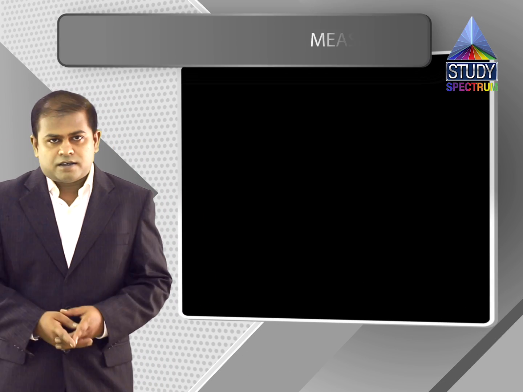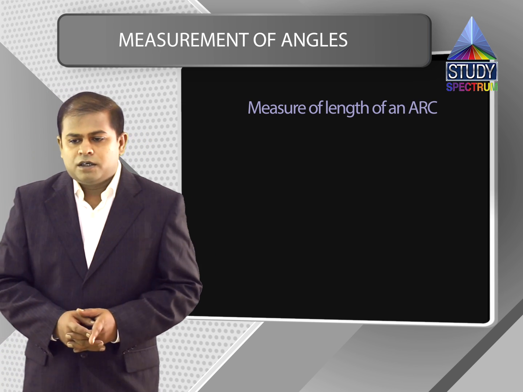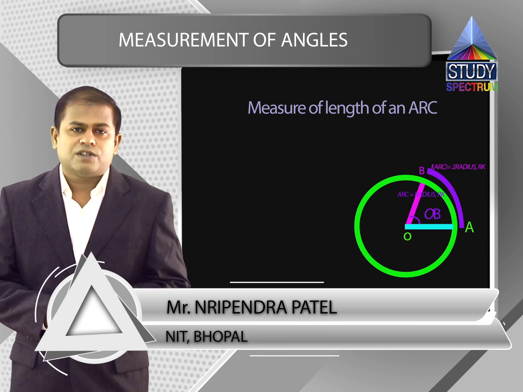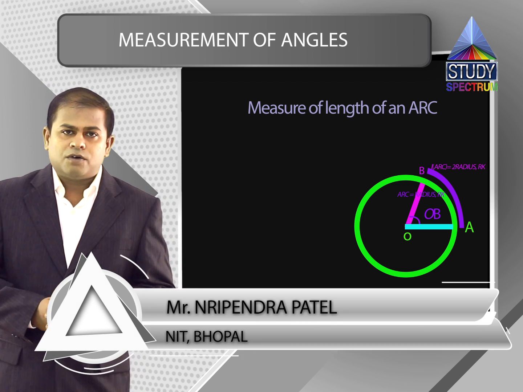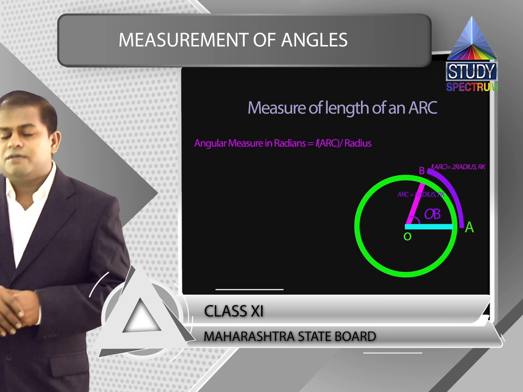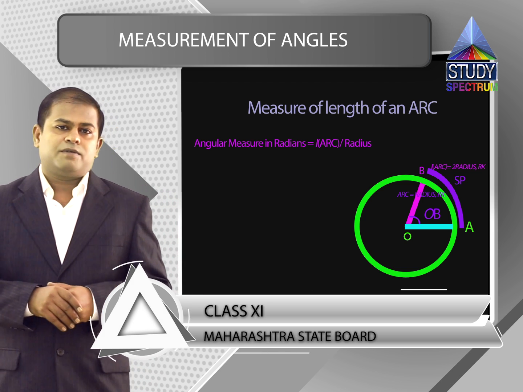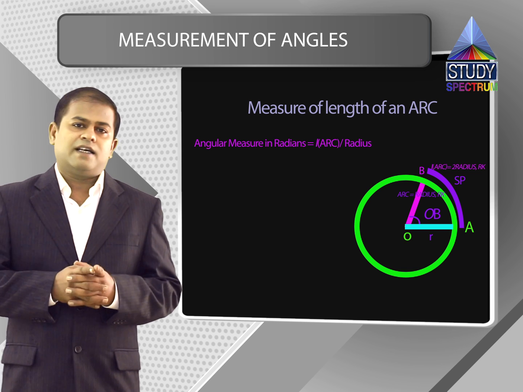Concepts. Our next topic is length of an arc, the measure of length of an arc. In the circular system we have seen that the angular measure, or measure of an angle in radians, is defined as the ratio of length of arc to radius. So if theta is the measure of an angle, s is the length of arc intercepted, and r is the corresponding radius, then theta radians is s by r.